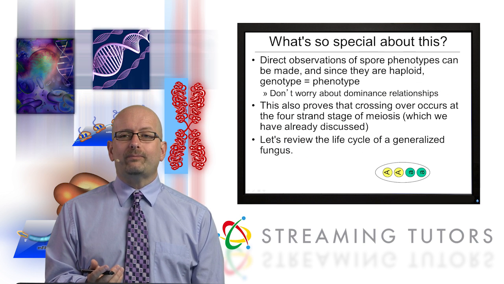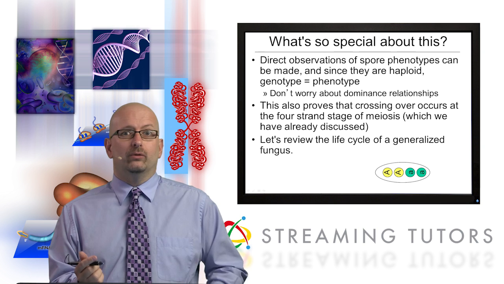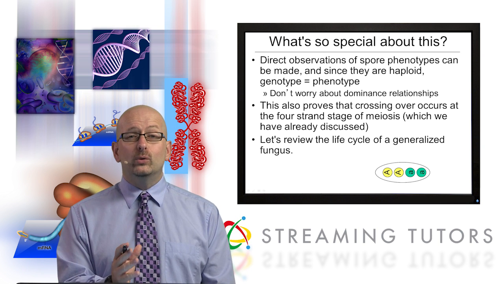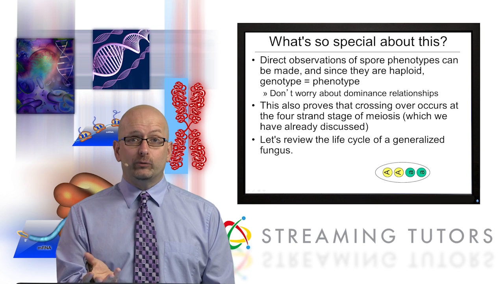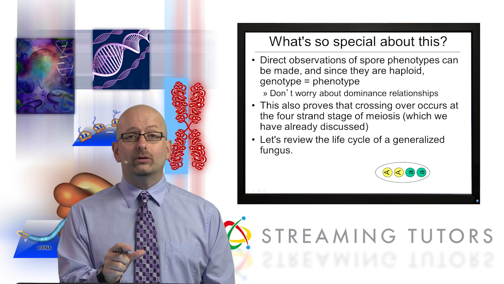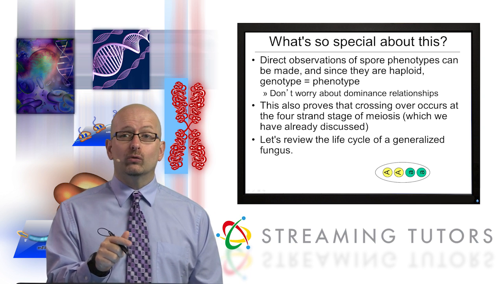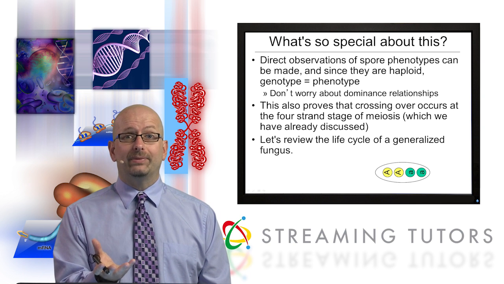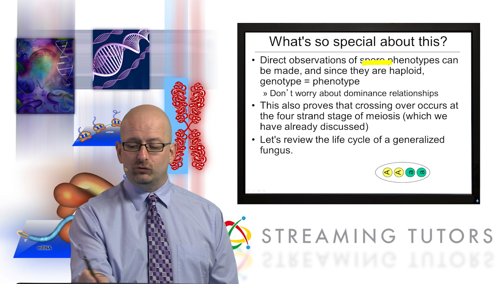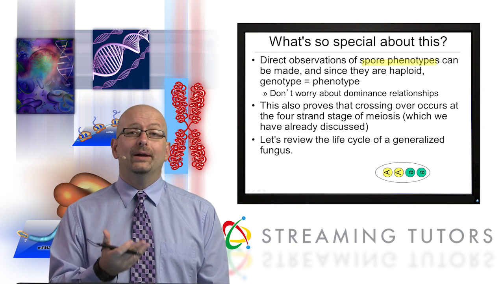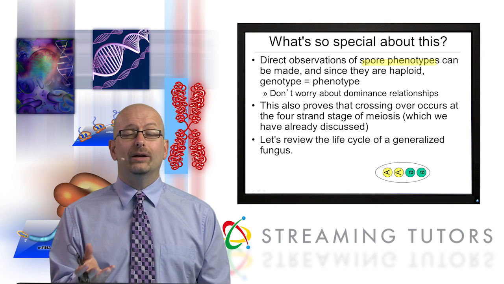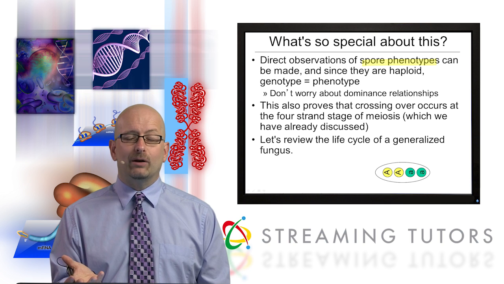So why is this so amazing? Well, a couple of things. If you can, instead of counting offspring, for example, like we do in fruit flies, you can actually look at the spores directly inside of an ascus, and you can make sometimes direct observations of spore phenotypes. Now, what might they be? The spores could be different colors, they could be different shapes. It doesn't really matter for our purposes.